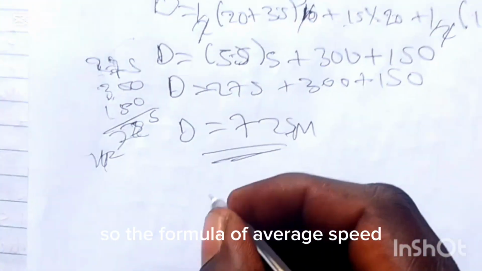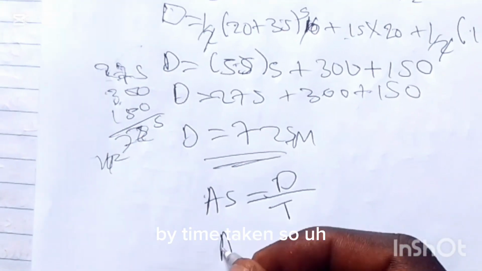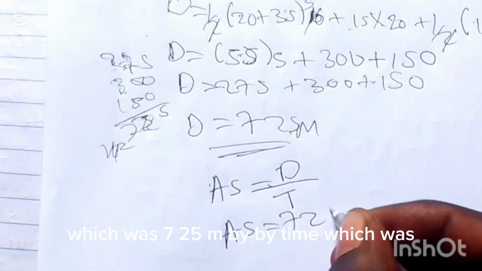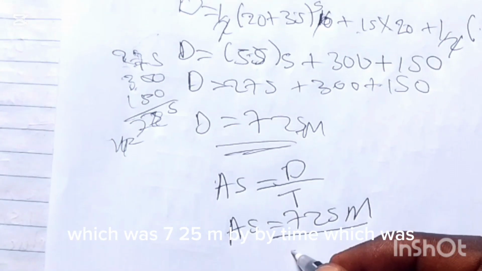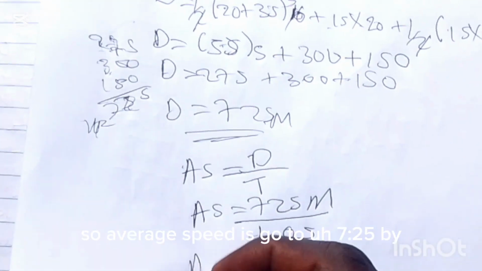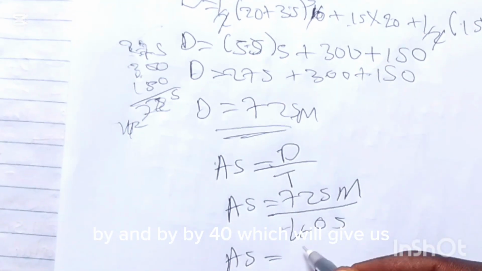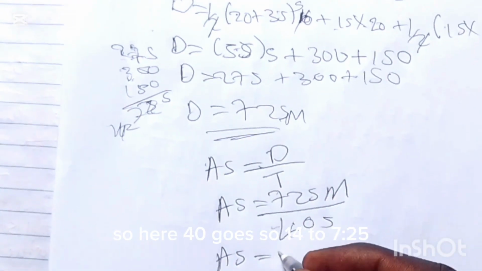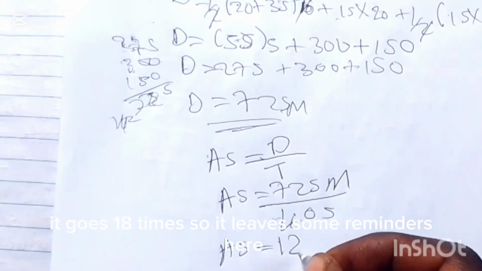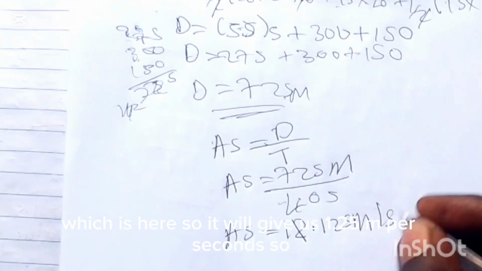The formula for average speed: average speed is equal to distance covered divided by time taken. So average speed is equal to the distance covered, which was 725 meters, divided by the time, which was 40 seconds. So average speed is equal to 725 divided by 40, which will give us 18.125 meters per second. So this is the answer.